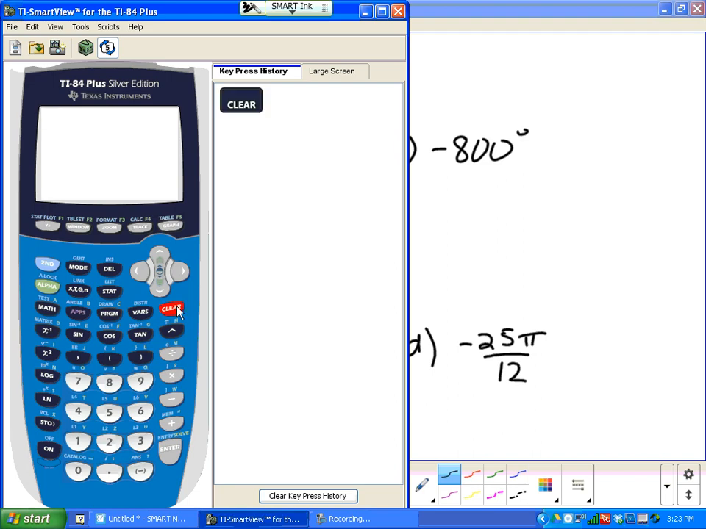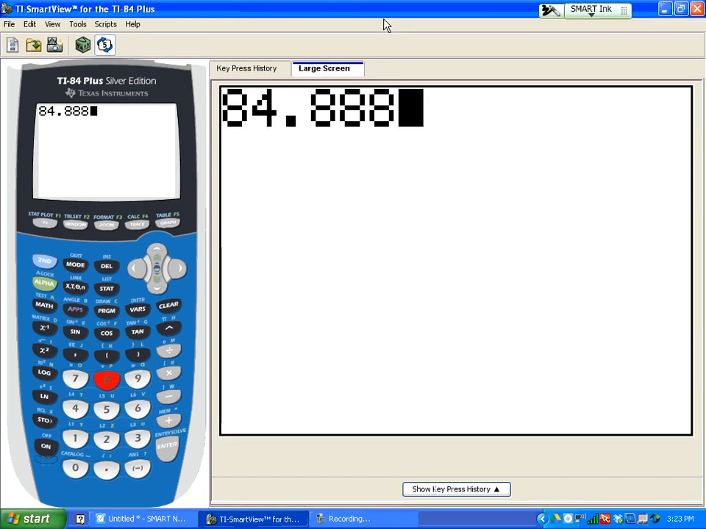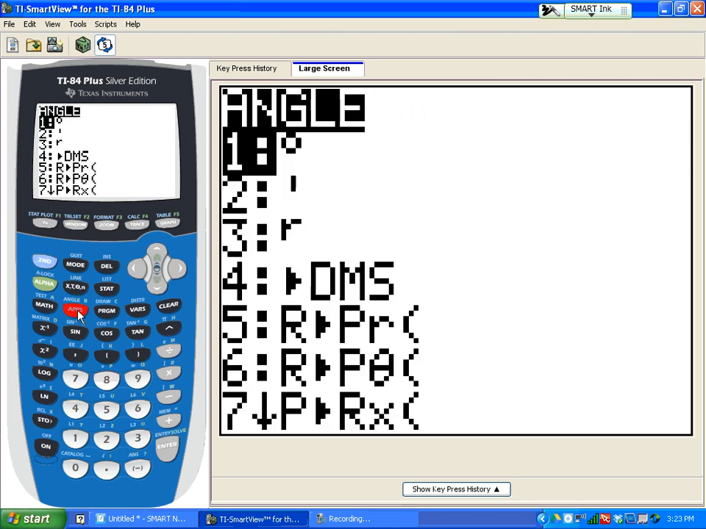You had to convert 84.888 degrees to degrees, minutes, and seconds. So what we're going to do is use the angle menu to convert this. The angle menu is above your apps button. So I'm going to hit second and then apps. And I'm going to convert it to degrees, minutes, and seconds.